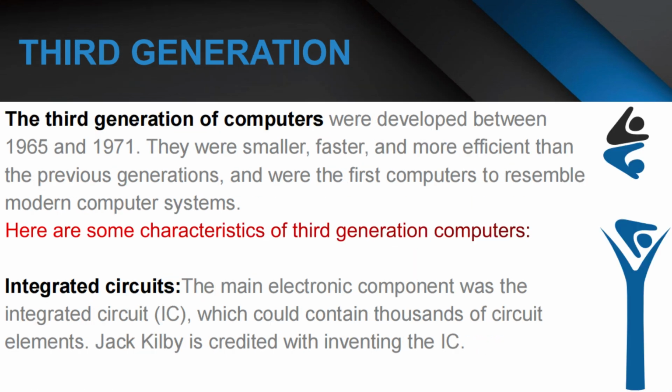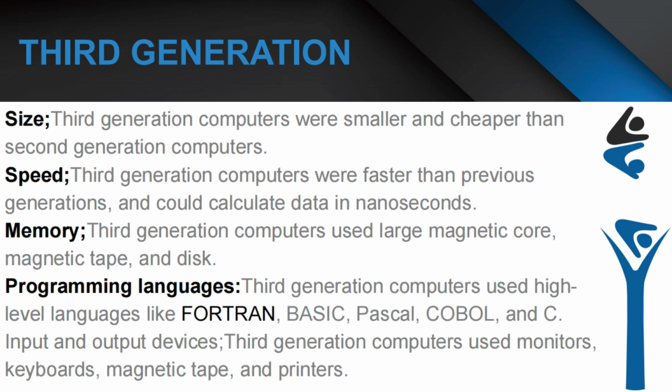Third generation. The third generation of computers were developed between 1965 and 1971. They were smaller, faster, and more efficient than the previous generations, and were the first computers to resemble modern computer systems. Integrated circuits: the main electronic component was the integrated circuit, IC, which could contain thousands of circuit elements. Jack Kilby is credited with inventing the IC.